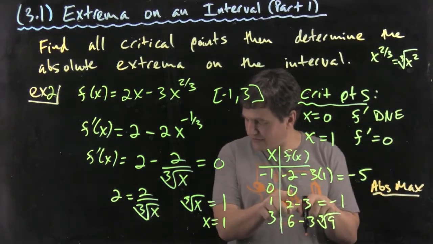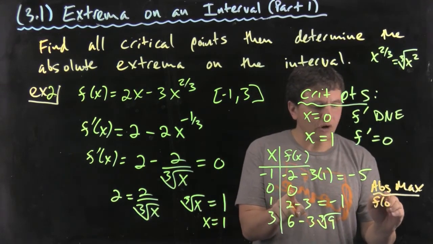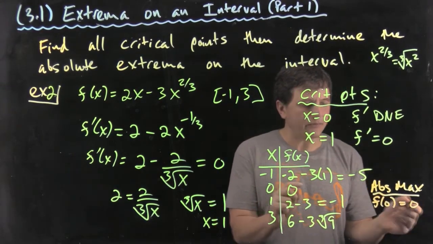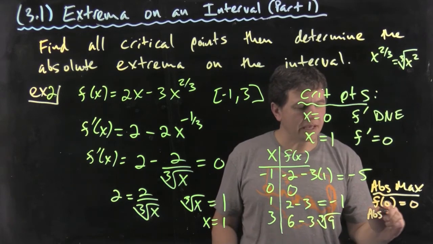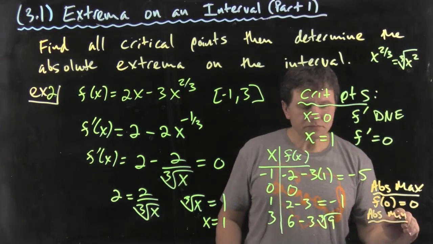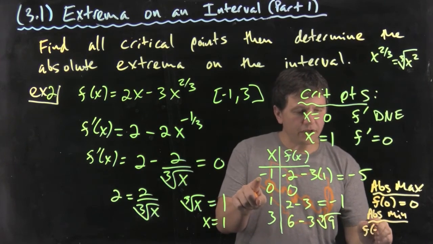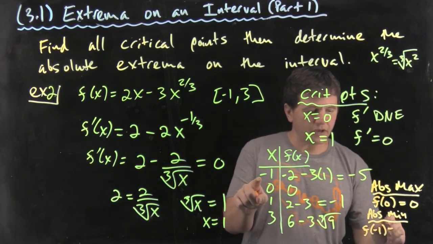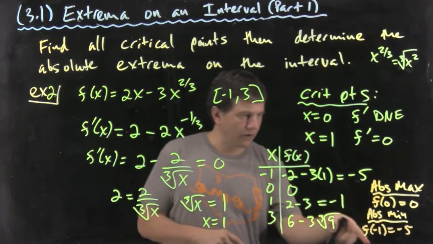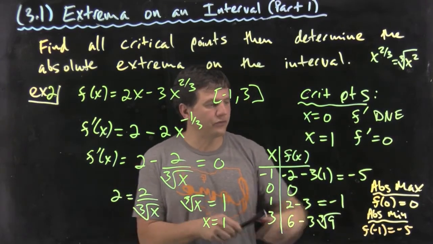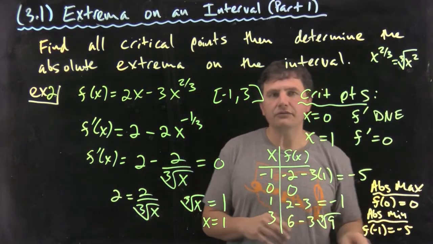Okay. So the absolute max, once again, it's the output. So the absolute max is 0. It does occur at x equals 0. So that's our absolute max. The absolute min is -5. It occurs at x equals -1. Hopefully that's still in range. Okay, so absolute max is 0, absolute min is -5.